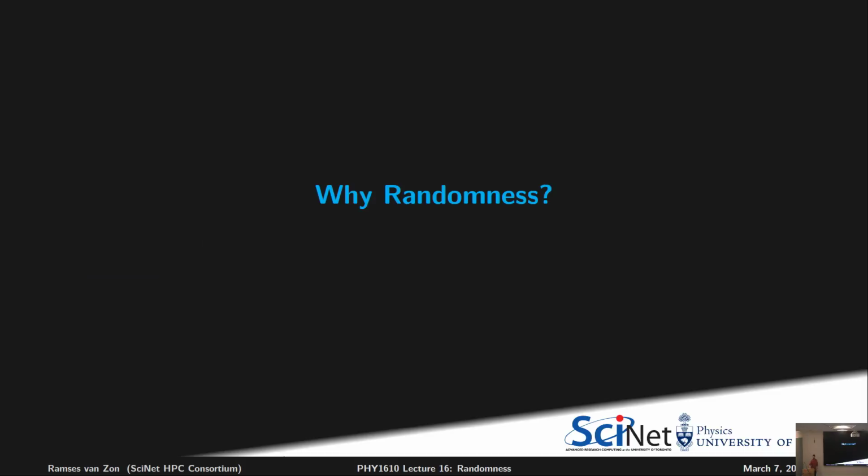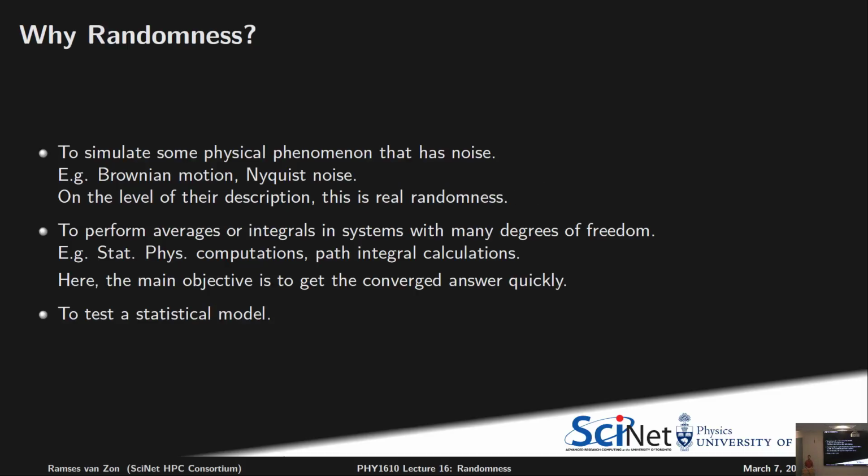Now, randomness might not seem particularly scientific. So when would you need randomness in your simulation or in your analysis? Sometimes that's because that's exactly what you want to study. You might have some physical phenomena that actually does have noise, like Brownian motion or noise in an electric circuit, microscopic noise it's called. So your description might actually involve noise, might involve randomness. And so then you, of course, want that in your simulation if that's what you're trying to simulate.